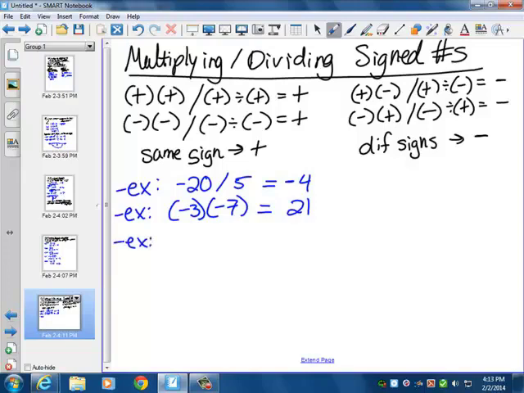How about, let's do this one. Negative 2 times negative 5 times negative 3. Now let's do it. Negative 2 times negative 5, that's going to be a positive 10. Positive 10 times negative 3 is going to be a negative 30.